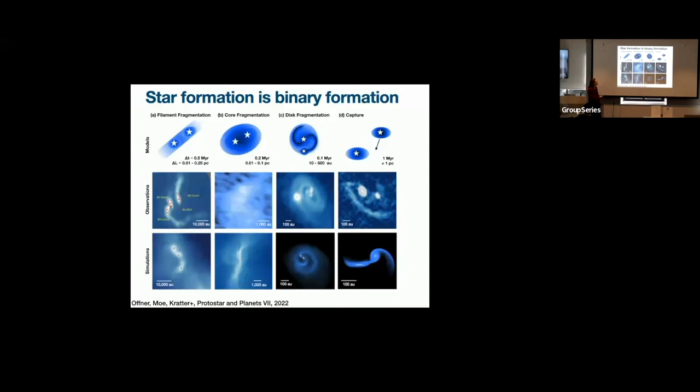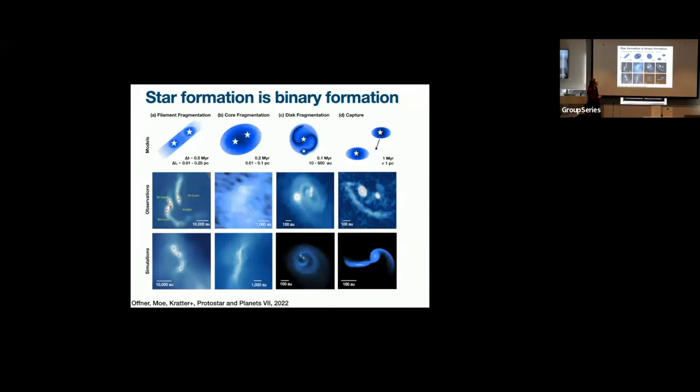If you're a little bit more patient and you wait longer, there's another channel of fragmentation that we think produces binaries on slightly smaller scales, where you first form a disk around one star, it becomes sufficiently massive that it becomes gravitationally unstable, and then a second star can actually form and grow in this disk.